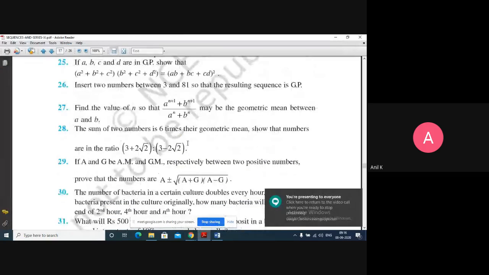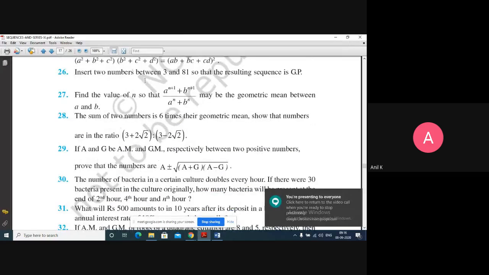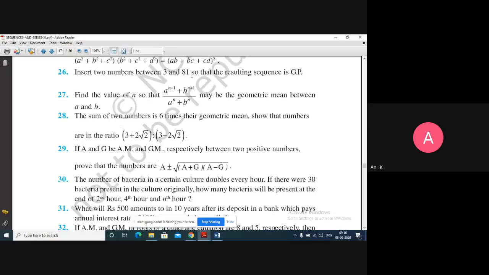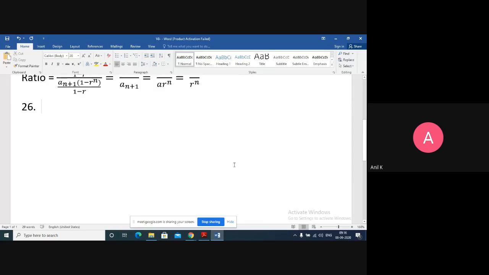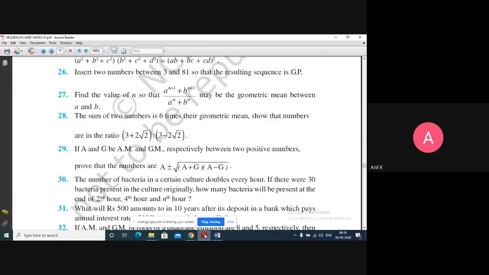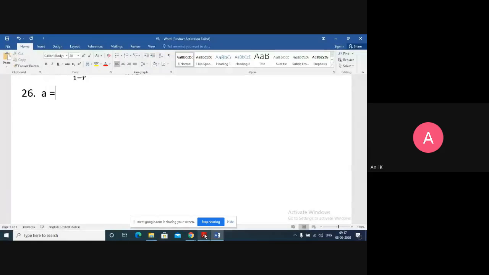Now back to question number 26. Insert two numbers between 3 and 81 so that the resulting sequence is in GP. This is question number 26. We discussed the formula for this. What numbers are given to us? 3 and 81. So I'll take the A value as 3 and the B value as 81. So I have to insert two more numbers between 3 and 81 so that if I take all four numbers as a sequence, that sequence must be a GP.